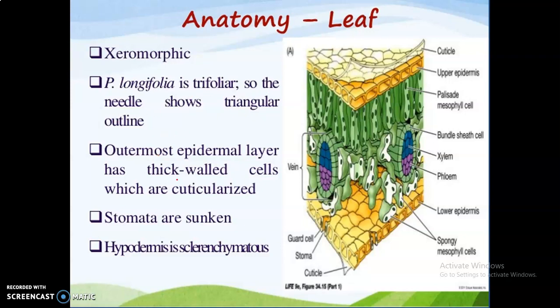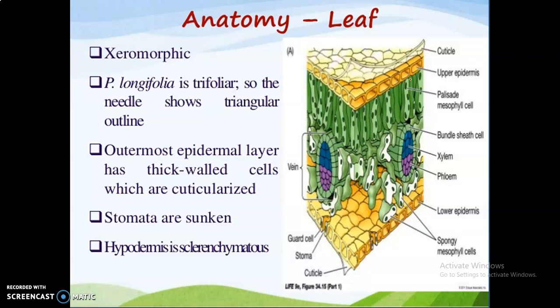The outermost epidermal layer has thick walled cells which are cuticularized. This cuticle prevents excess transpiration from the plant. Stomata are sunken, which is also a peculiar character of xerophytic plants. The hypodermis is sclerenchymatous, which provides toughness to the needle or leaf. This is the anatomy of the leaf.